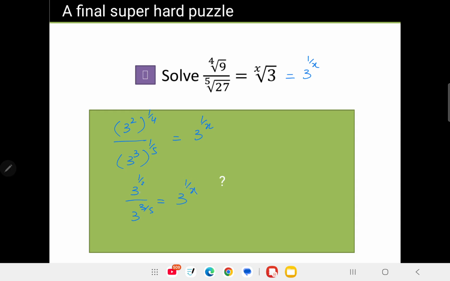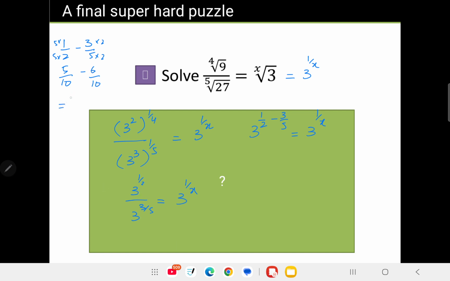Now you can see the left hand side is 3 power half divided by 3 power 3 over 5, so we should subtract the powers. So 3 power 1 over 2 minus 3 over 5 equals 3 power 1 over x. Now we have to solve this fraction which is in the power. So 1 over 2 minus 3 over 5. If you times this by 5 up and down, and times this by 2 up and down, it's 5 over 10 minus 6 over 10.